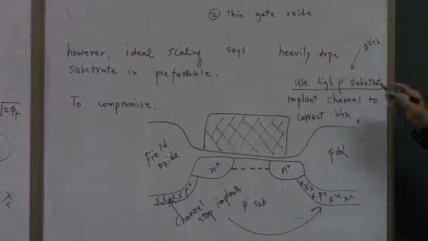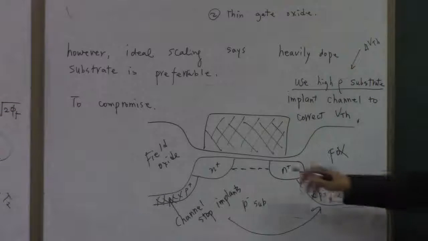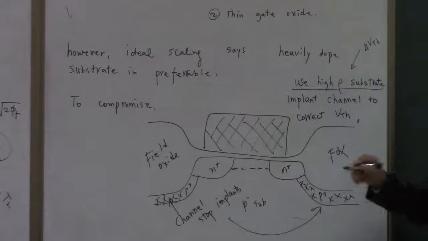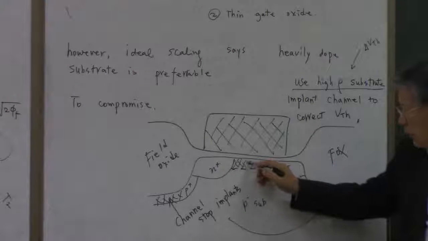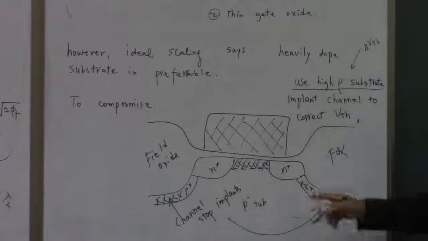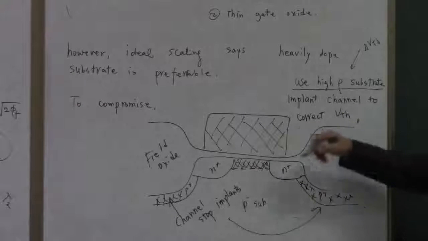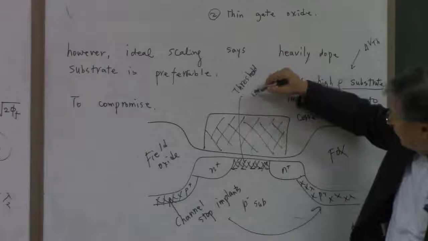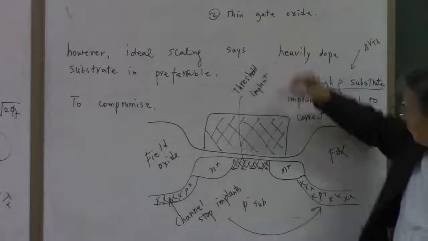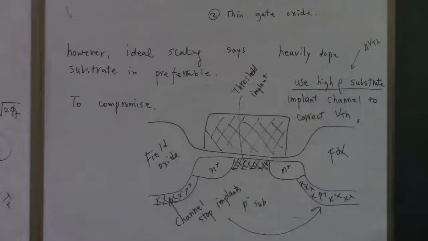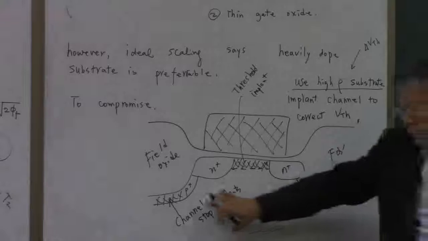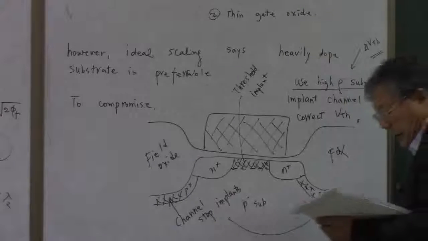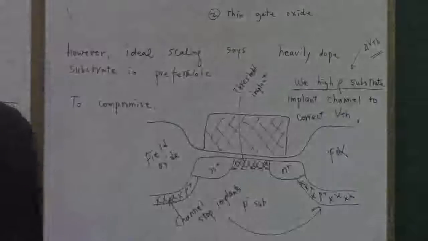But if you use a high resistive substrate, then the threshold voltage is not going to be maintained to the value you want, so you are going to implant the channel area. We call that threshold implant, to control the threshold voltages. Then we can use the high resistive substrate to minimize the backgate bias effect here. So that is a compromise.